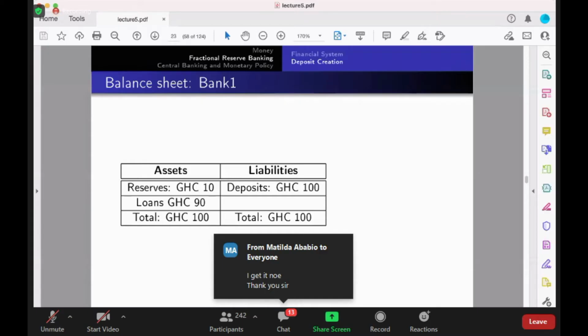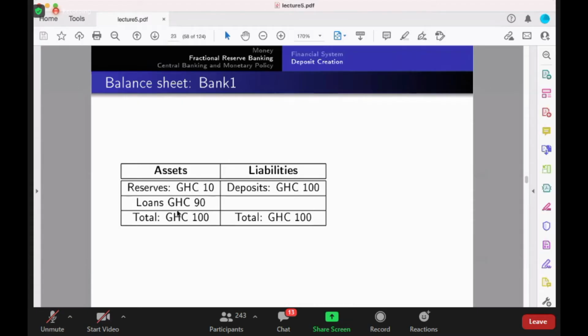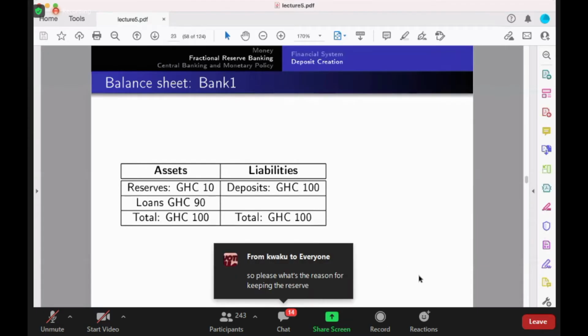Assuming commercial bank one gives the 90 cedis out as a loan, and it goes to another bank, it goes to that other bank in the form of what? A deposit, which will be part of their liabilities. And they are also required to keep what? 10%. So that's what you see on the next slide.